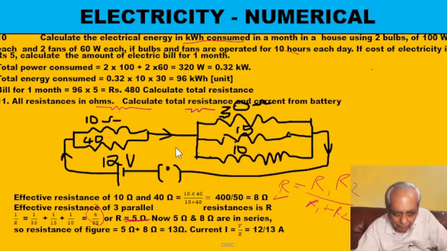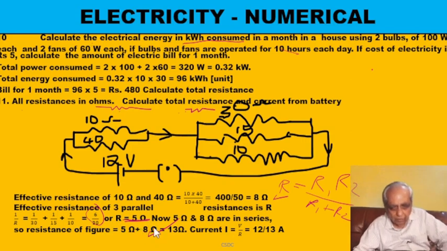So I can remove this, here I am getting 5 ohm, here I got 8 ohm. So now they are touching one another's hands. So they are in series. You can see this value and this answer, they are in series. So the effective resistance of the circuit would be 5 plus 8, that is 13 ohm. So the first part is over. So this is the resistance of the figure.